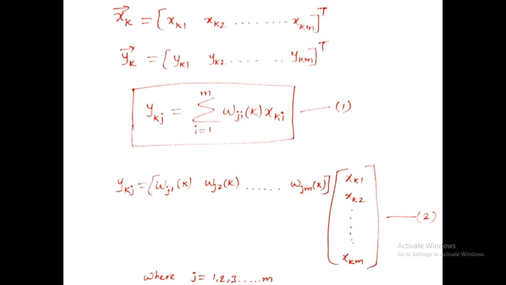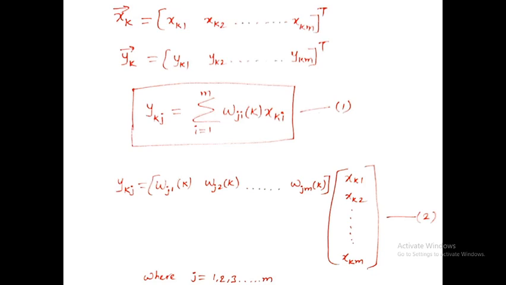If you want to retrieve the corresponding output at the second neuron, you can substitute j equal to 2. Then you will get yk2, the corresponding output at the second neuron, yk3, yk4. But I have taken simply j, where j also can vary from 1 to m, because at the output also you have m neurons.